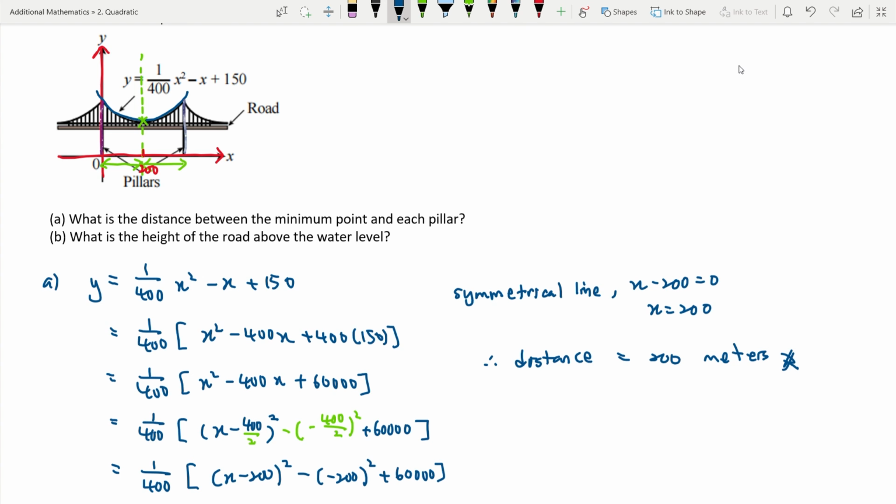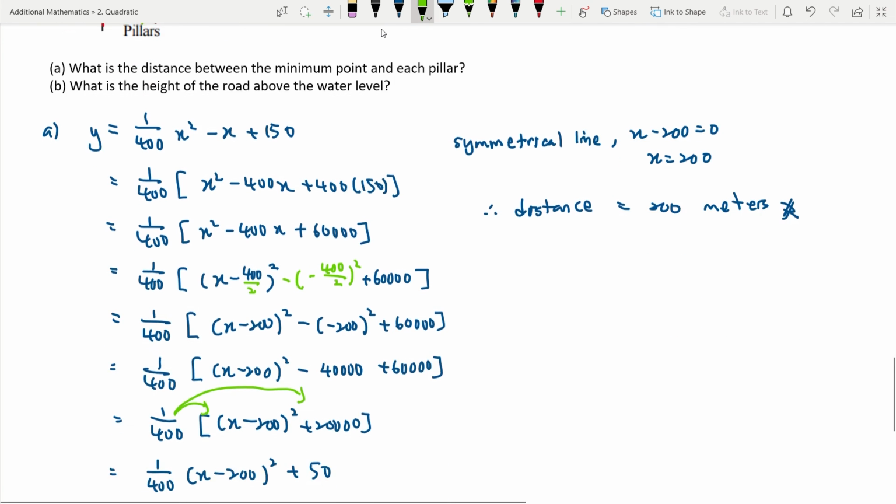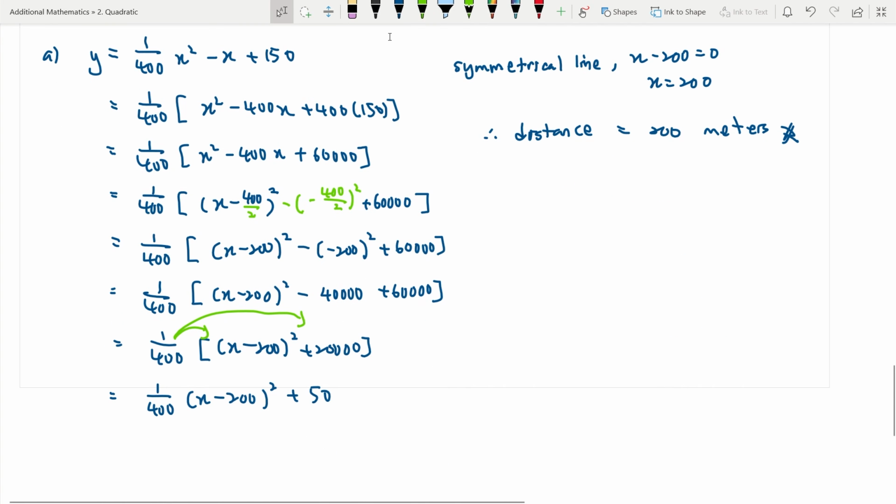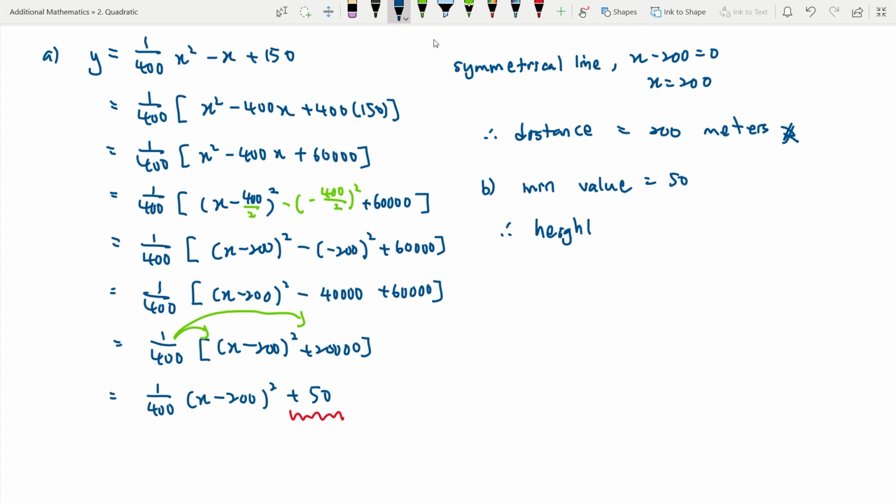B. What is the height of the roof above the water level? The x-axis is our sea level, and hence we are finding the distance from the sea level, which is the x-axis, until the minimum point. From the equation that we obtained just now, 50 is our minimum value. Therefore, the height of the roof from the sea level is 50 meters.